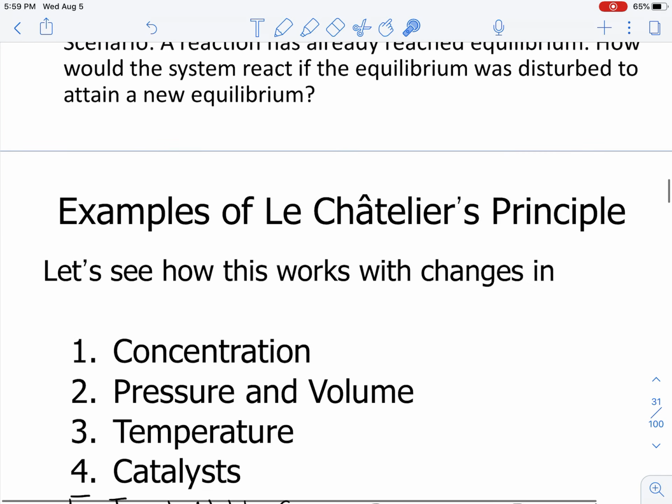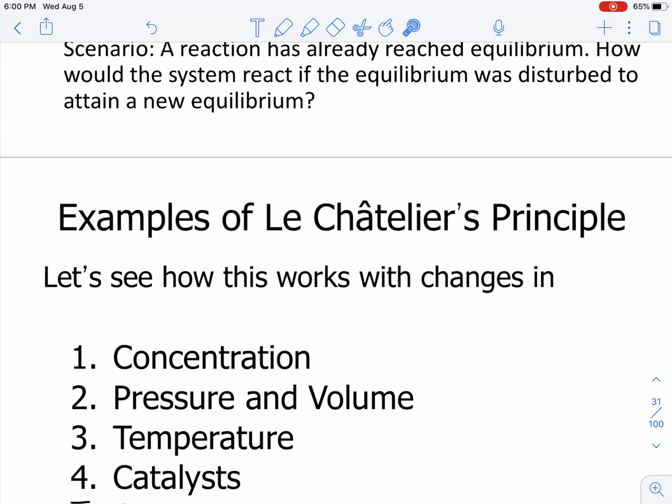So overall, there are four main stresses that I will be covering in greater detail, and that is the change in concentration of reactants and products, change in pressure and volume, change in temperature, and the addition of catalyst to a chemical system that's already at a state of chemical equilibrium. And once again, these are the four main stresses that I'm going to discuss in greater detail over the course of a few lecture videos.